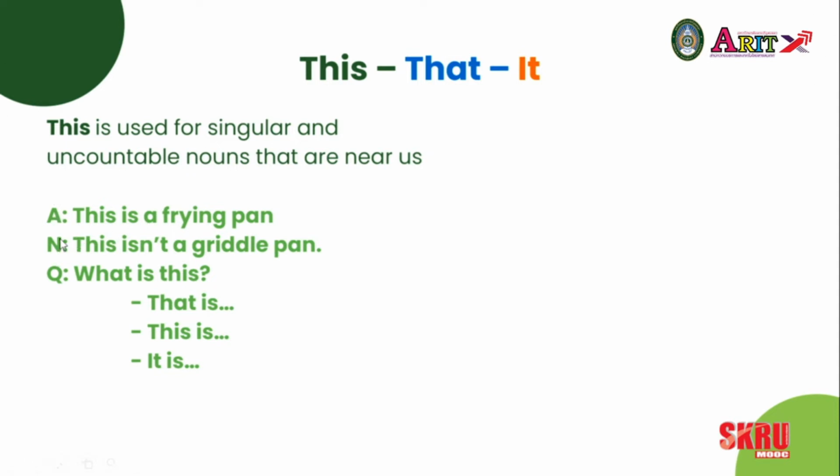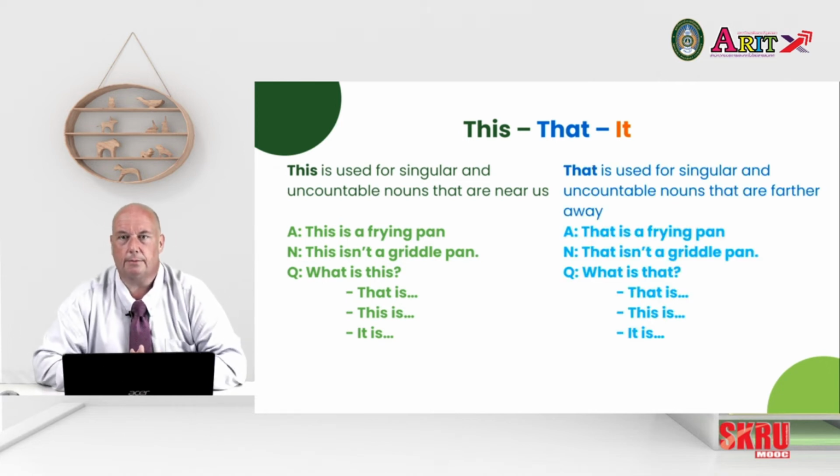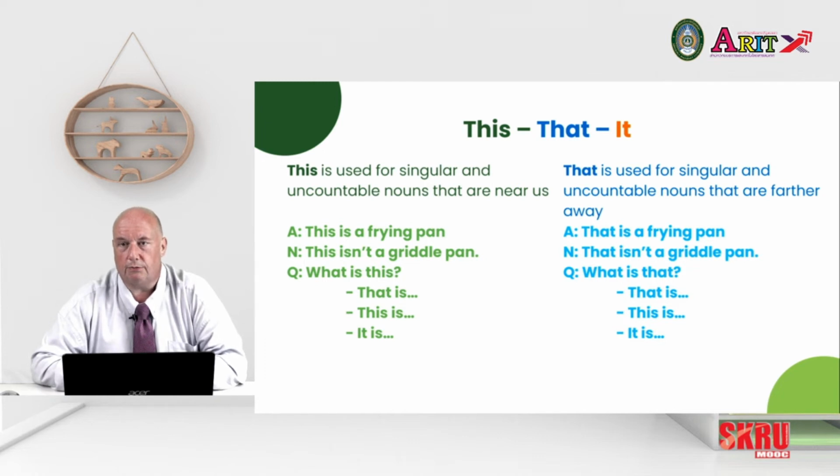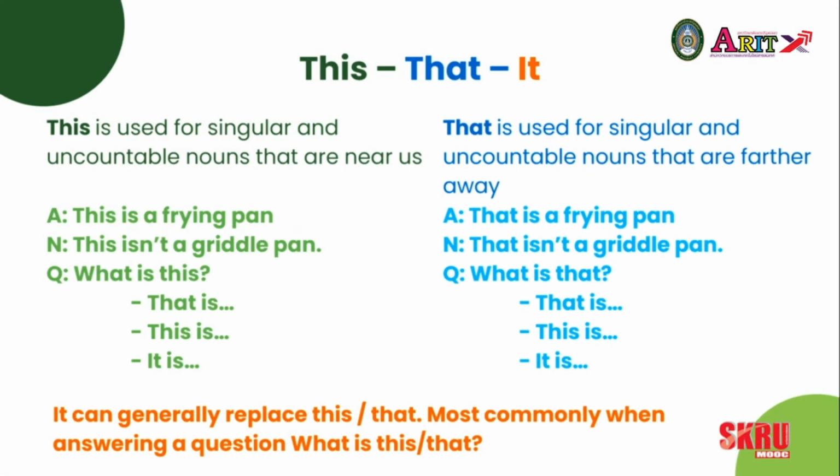So for our answer, affirmative, negative, and question forms: this is a frying pan. This is not or isn't a griddle pan. What is this? And when we answer that, we can either answer that is, this is, or it is. Similarly, that is used in the same way, just for things farther away. That is a frying pan. That isn't a griddle pan. What is that? That is, this is, or it is are all acceptable ways to answer.